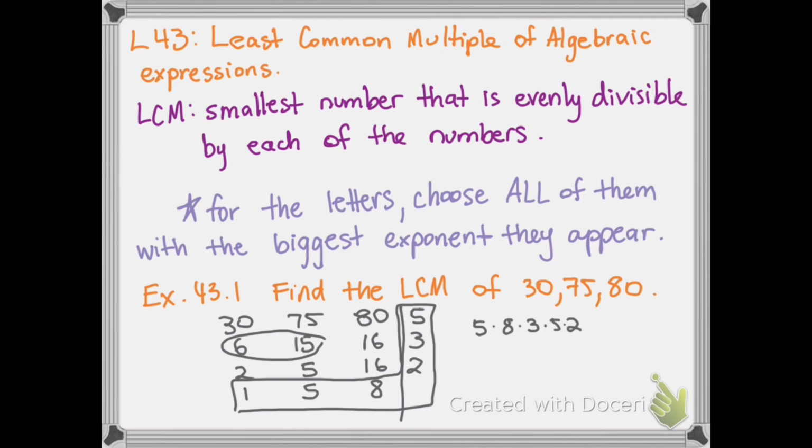And I look for ways to make this easier if you don't have a calculator. For example, here's a 10. 5 times 2 is 10. Then I can do 8 times 5 is 40. And 40 times 3 is 120. So 120 with an extra 0 from the 10 is 1,200. So this is the smallest number that is a multiple of 30, 75, and 80. There is not any other multiple that is common for all these three numbers smaller than 1,200.